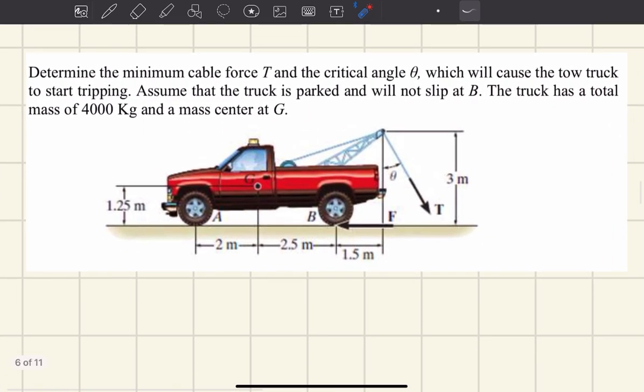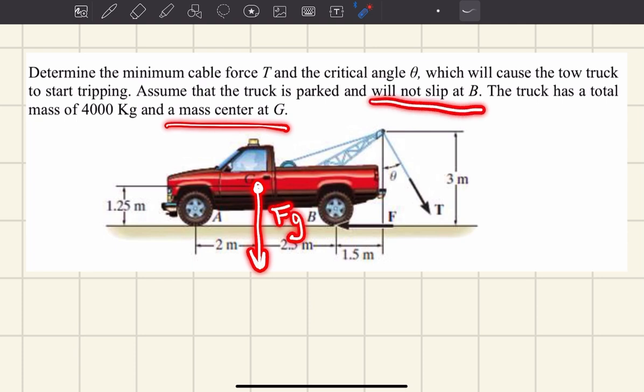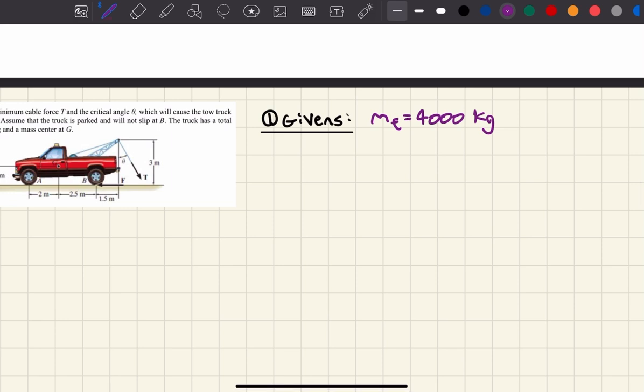Well, in terms of notes, we are given that the mass center is at point G. So Fg, or the weight of the truck, acts at point G, and we're also given that there's no slip at point B, which basically means that this force right here is static friction. If you imagine this point B to be an axis going in and out of the page, the truck will rotate about this point. Okay, perfect. Those are the two notes that we have in this problem. So we said no slip at B, and we also said that Fg acts at point G.